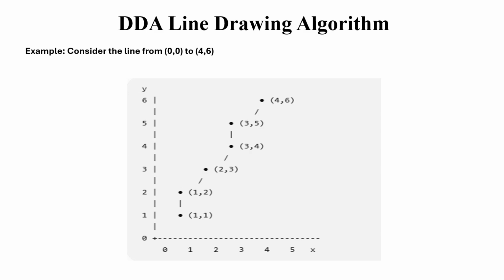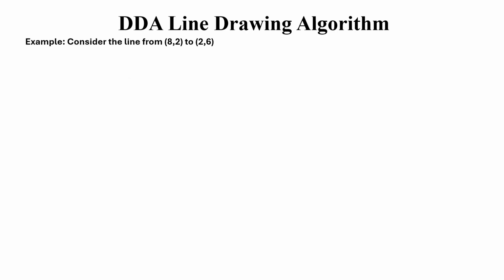So we will see one more example for better understanding. Consider a line drawn from 8, 2 to 2, 6. You can imagine 8, 2 is something on the right hand side and 2, 6 will be something on the left hand side. So this line is going to be drawn from right to left. In the previous example, we drew a line from left to right with a positive slope which is greater than 1. So here we have a negative slope. Let us see how the slope is calculated.